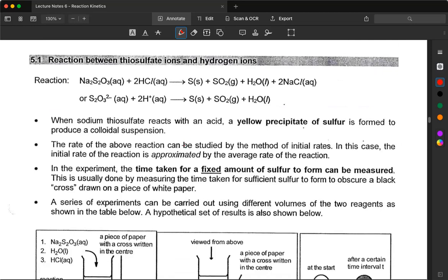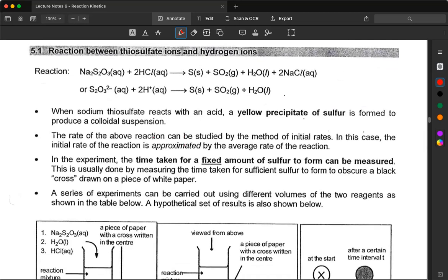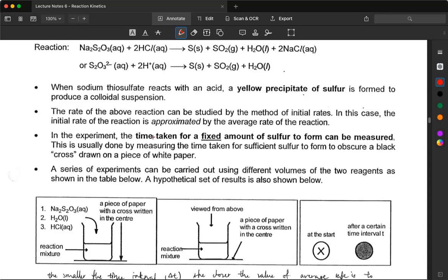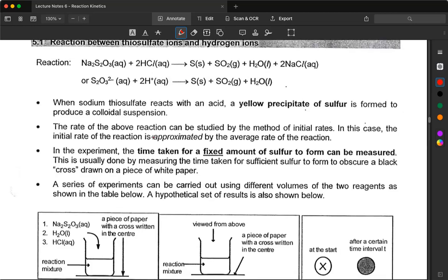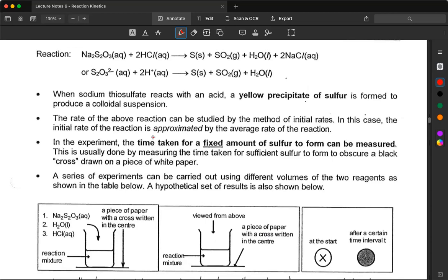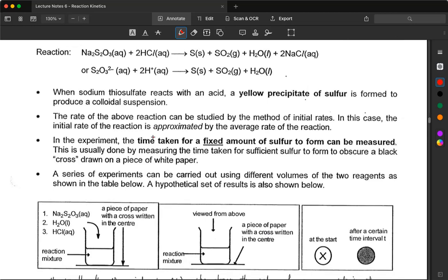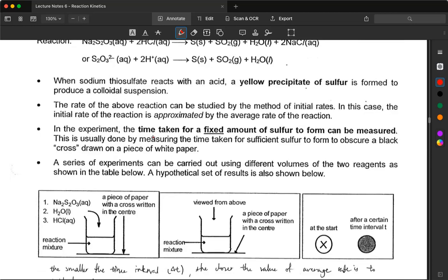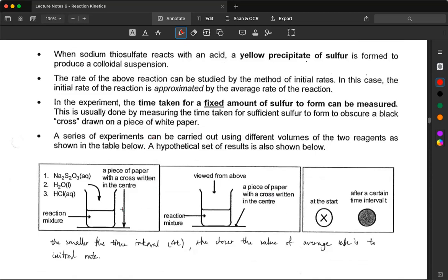So in this case, the initial rate is approximated by average rate. So in this experiment, the time taken for a fixed amount of sulfur to form can be measured. So we usually measure the time taken for sufficient sulfur to form to obscure the black cross that was drawn on a piece of white paper below the beaker of the reaction mixture. So we have a cross, and then we place the beaker on top of the cross, and then we mix the solution to form the precipitate.